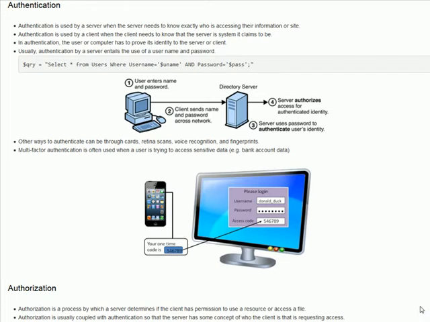So today I want to talk about three important security concepts: authentication, authorization, and encryption. Authentication is the process used to verify someone or something is who they say they are.